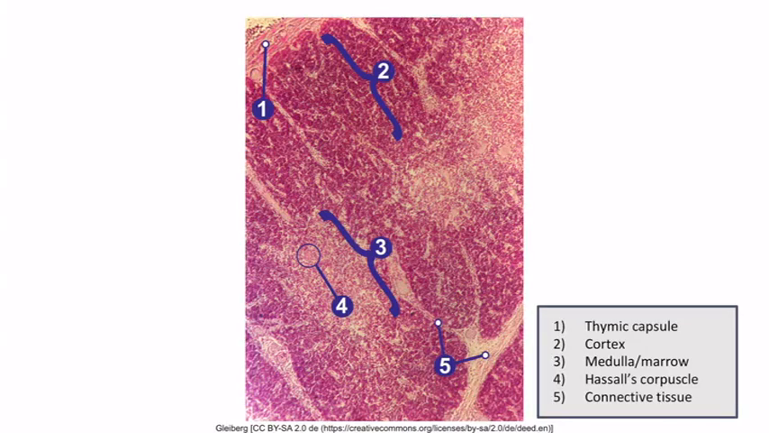Here's a histological image of the thymus at a low magnification. 1 represents the thymic capsule. 2 represents the cortex. This is where the immature T cells reside. 3 represents the marrow or medulla.